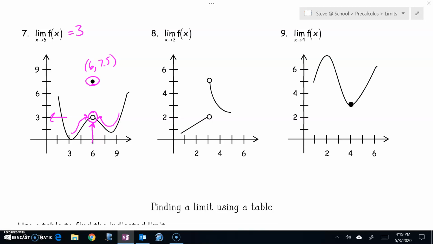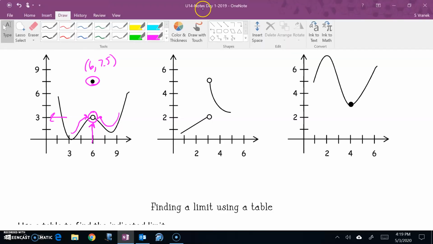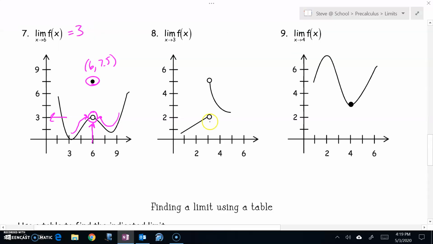Okay, number 8 is a similar problem that we had earlier. You can already kind of tell that if we're approaching an x of 3, we have these two branches that are split at that point. So from this way we're getting a 2. From this way we're getting a 5. Since both of those aren't the same number, this is the does not exist limit because it's two different values it's approaching.